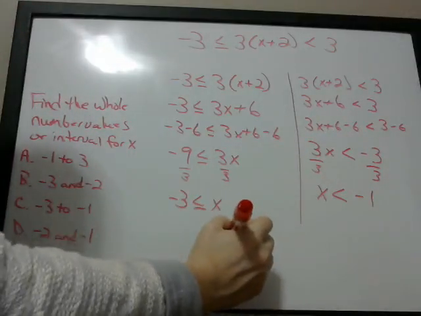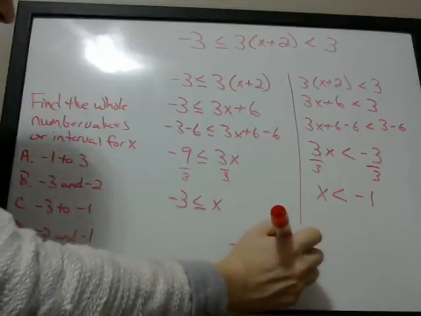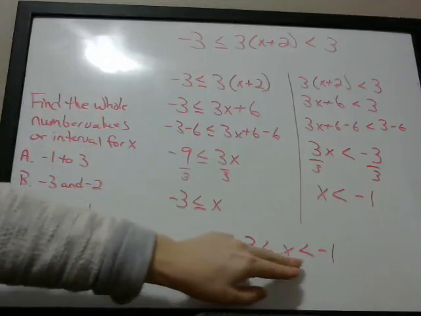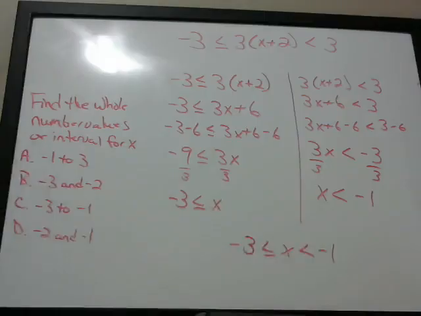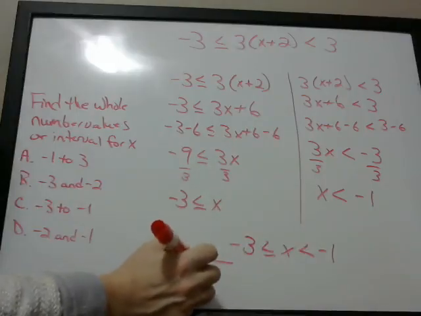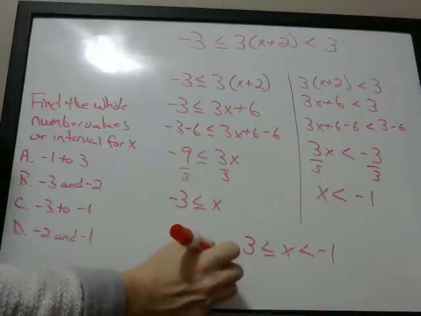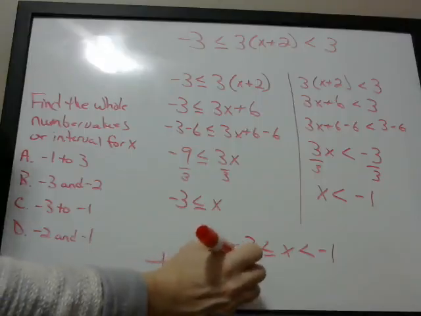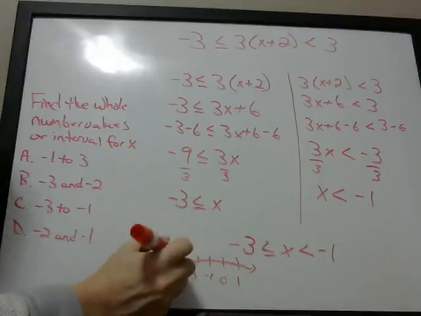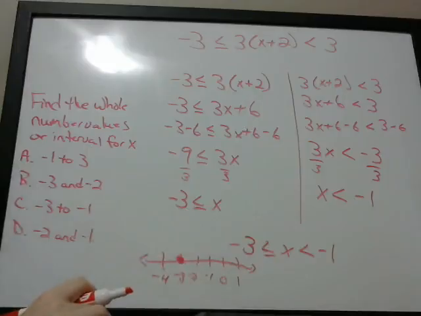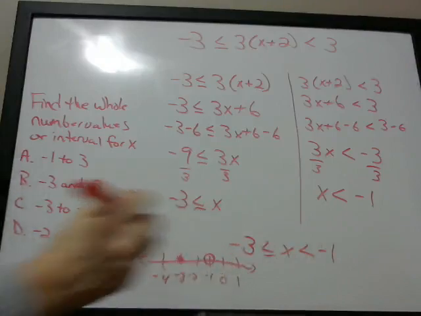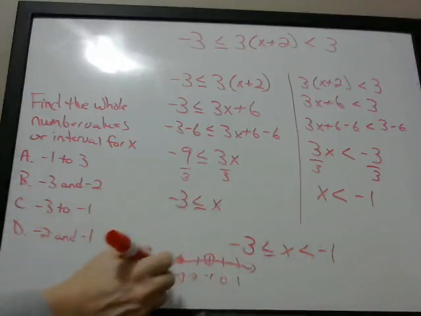So if we put this all together, we have x is greater than or equal to negative 3 and x is less than negative 1. If we were looking at a number line, this was negative 4, negative 3, negative 2, negative 1, 0, 1. This is just our normal number line. It says x is greater than or equal to negative 3, so that's a solid dot we're going to put there, and it's less than negative 1. So it's not equal to negative 1, it's less than negative 1. So we're going to put an open circle there.